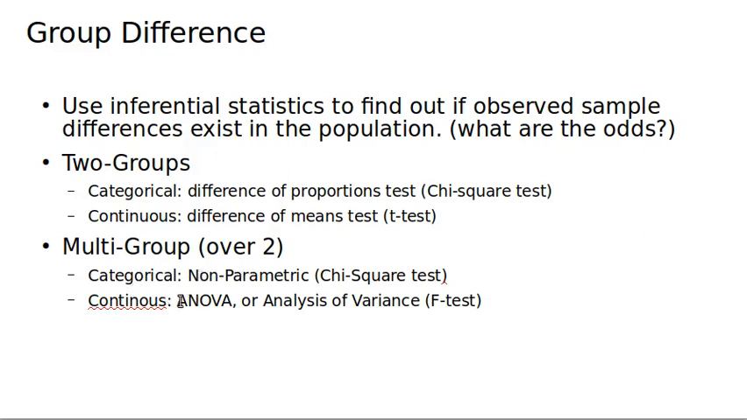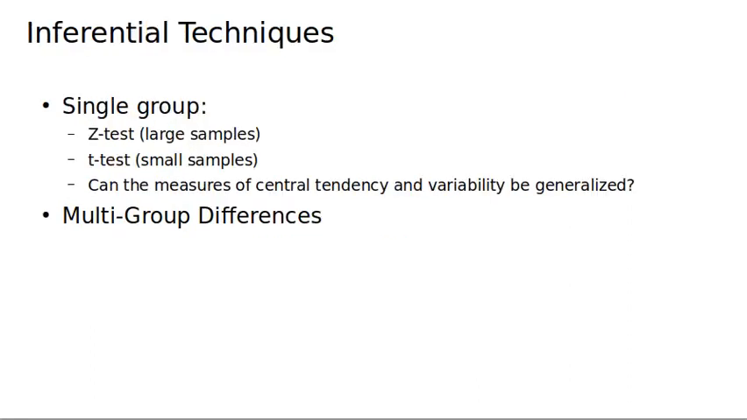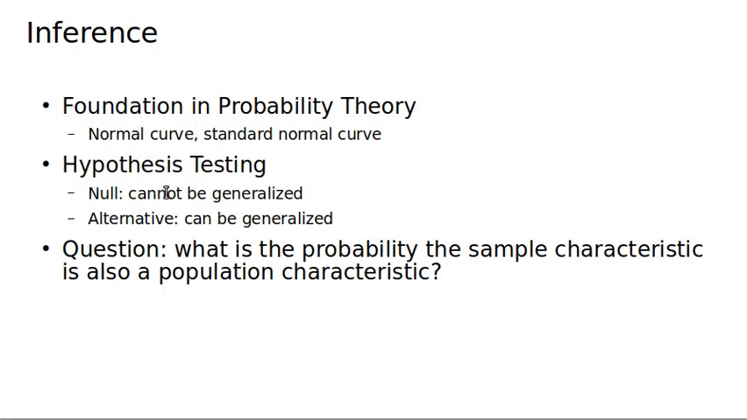When we're comparing multiple groups on a continuous variable, for instance, three different racial groups, white, black, Asian, or other, we could use ANOVA to compare, say, income levels. We couldn't use the t-test because that's only for two groups. If we have multiple groups, we'd have to use the ANOVA, the analysis of variance F-test, which uses an F distribution.